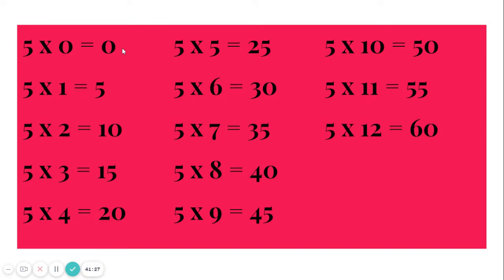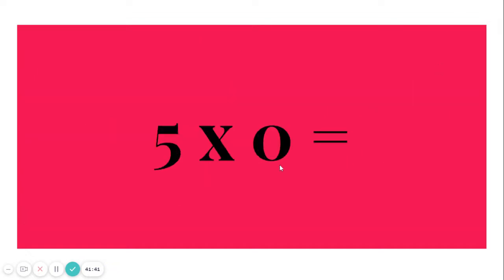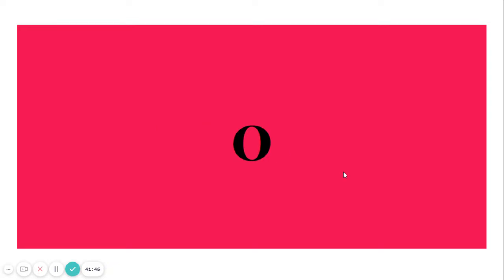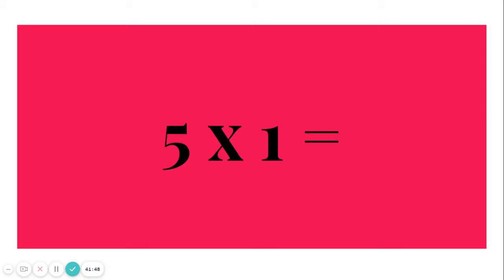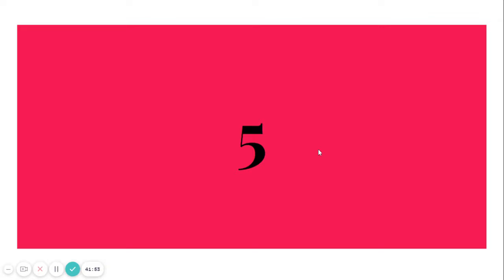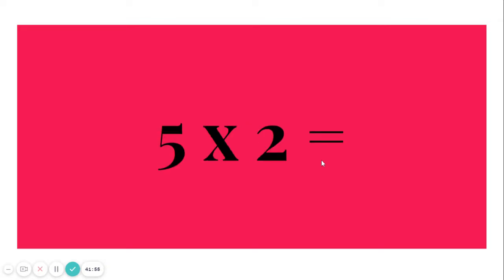All right, fives, check out this pattern. 5, 10, 15, 20, 25, 30, 35, 40, 45, 50, 55, 60. Okay, 5 times 0. Anything times 0 is 0. Now the rest you can think of the clock. 5 times 1, that means I have 1 5. 5. 5 times 2, that means I have 2 5s. Double it. 5 and 5 is 10.